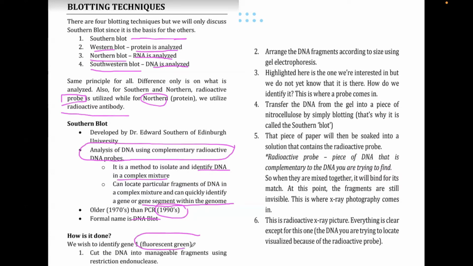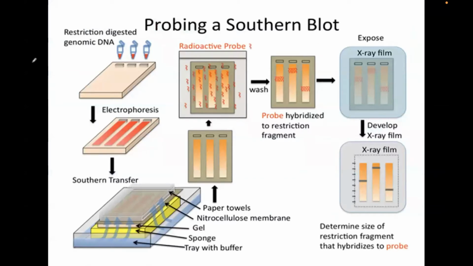So ang pinaka-step nito is you will cut the DNA into manageable fragments using your restriction endonucleases. Again, you will cut the DNA into manageable fragments using your RE or what we call the restriction endonucleases. Number 2, arrange the DNA fragments according to size using the gel electrophoresis. So, subjected pa din po siya sa gel electrophoresis. Parang ganito yung itsura niya. Okay? Ikakat mo muna yung mga DNA fragments and then ilalagay natin siya sa ating gel electrophoresis machine.